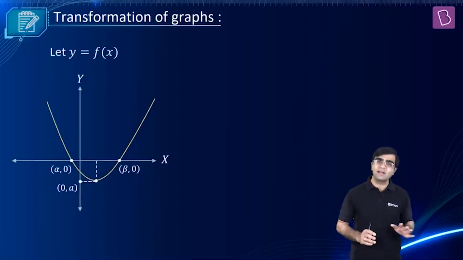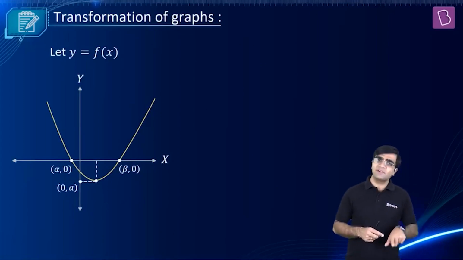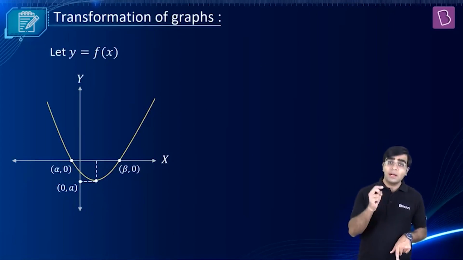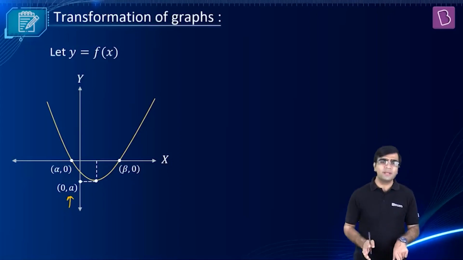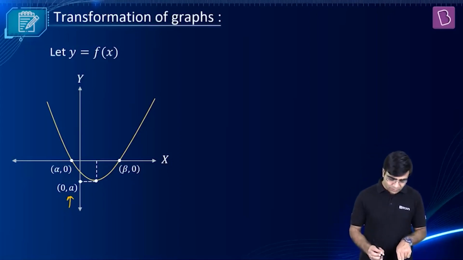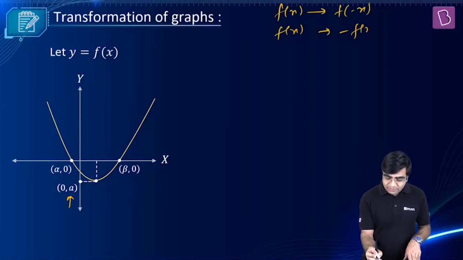Again, let's say this is the graph given to me, y equal to f(x). The points on the x-axis are (alpha, 0) and (beta, 0), and the bottommost point has the minimum value of y as a. Now what exactly do they want to do? Earlier we talked about moving from y equal to f(x) to f(-x). So let me write it here: from f(x) I move to f(-x), and from f(x) I move to -f(x).